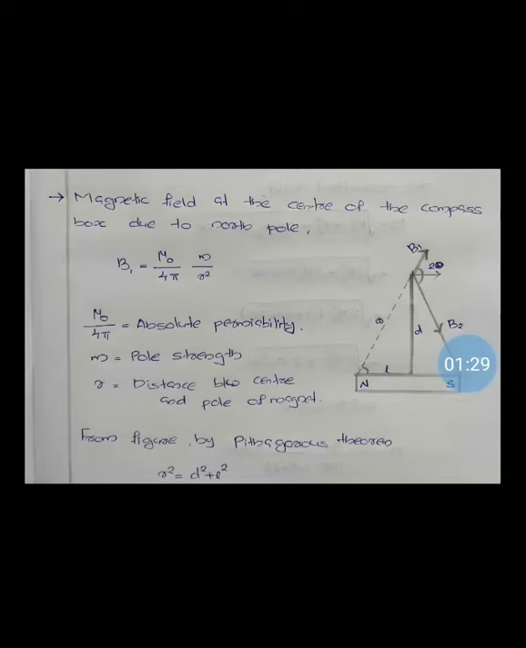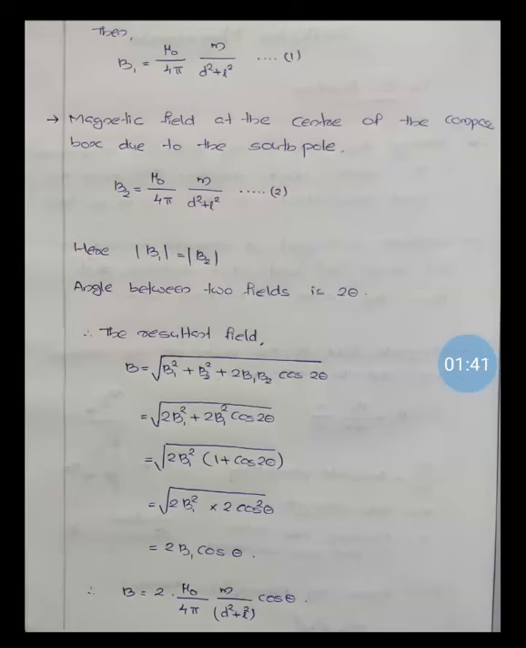Here m is the pole strength, mu 0 by 4 pi is the absolute permeability, and r is the distance between the center and the pole of the magnet. Now we replace the value of r square by d square plus L square. Then B1 is equal to mu 0 by 4 pi m by d square plus L square. The magnetic field at the center of the compass box due to the south pole, that is B2, is equal to mu 0 by 4 pi m by d square plus L square.